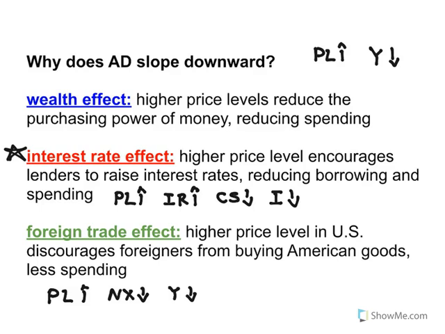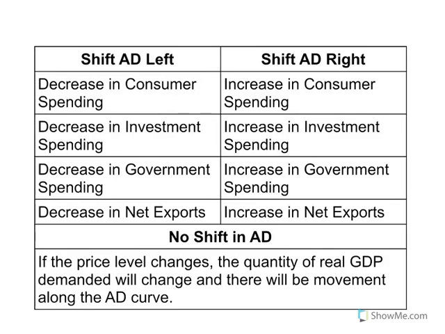And then finally, of course, if it's a curve, the curves can shift. So what will shift the aggregate demand curve? Fortunately, you already know, because it's essentially the components of GDP. If there's a decrease in any component of GDP, C, I, G, or NX, that's going to move AD left. Remember, left is less. And if there's an increase in any component of GDP, consumer spending, investment spending, government spending, net exports, that's going to move AD to the right. So we already know the components. For example, if consumer confidence skyrockets, more consumer spending, AD to the right.